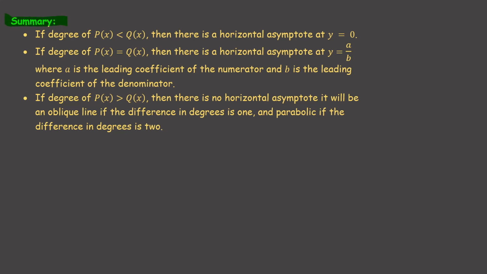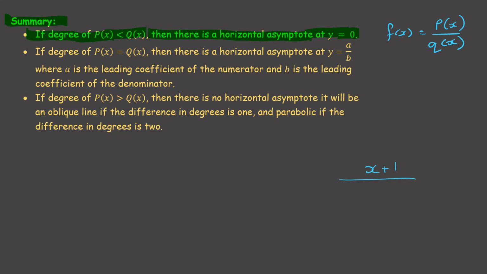So in summary, and remember here we're talking about f of x being equal to p of x over q of x. If the degree of p of x is less than q of x, then there is a horizontal asymptote at y equals 0. And we've seen this in the examples.